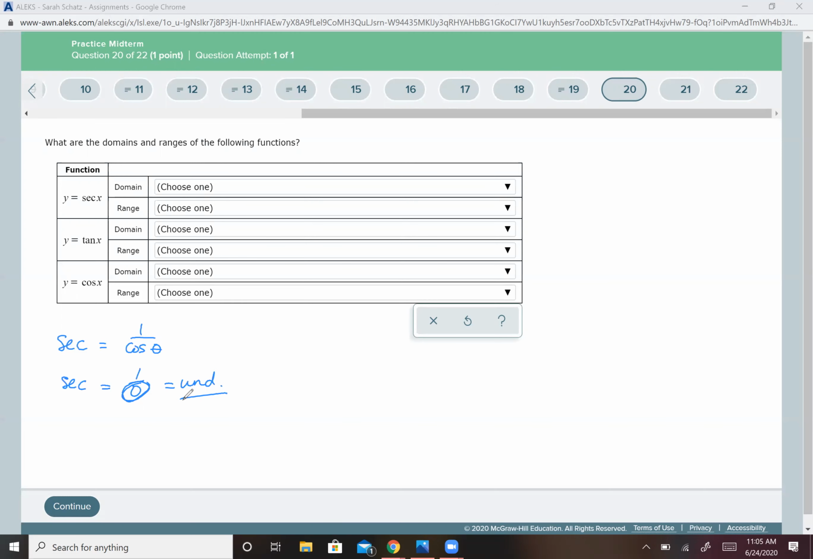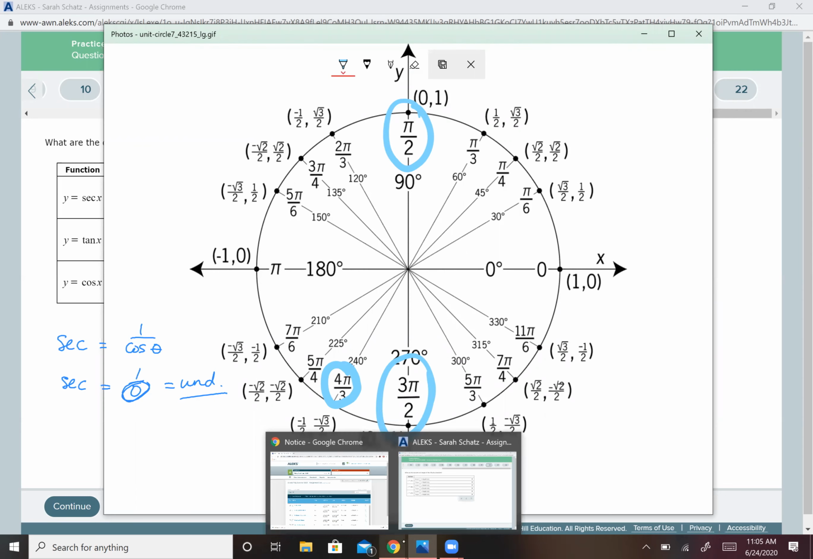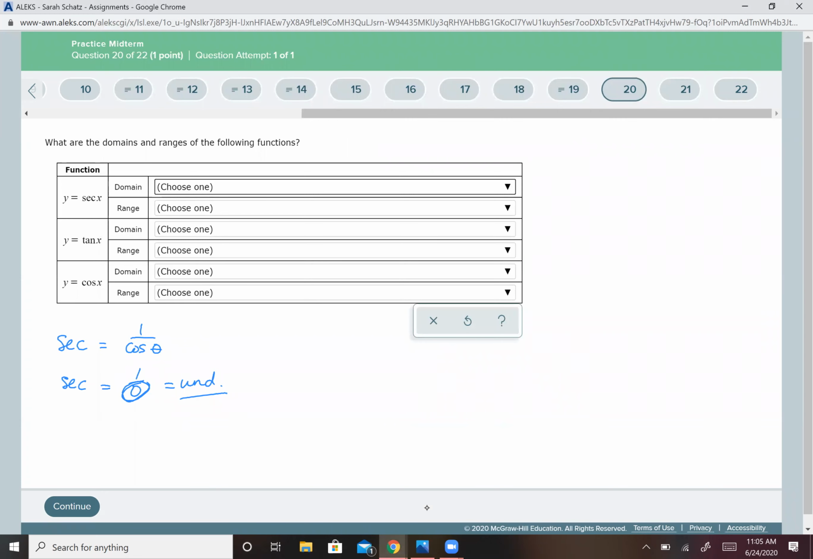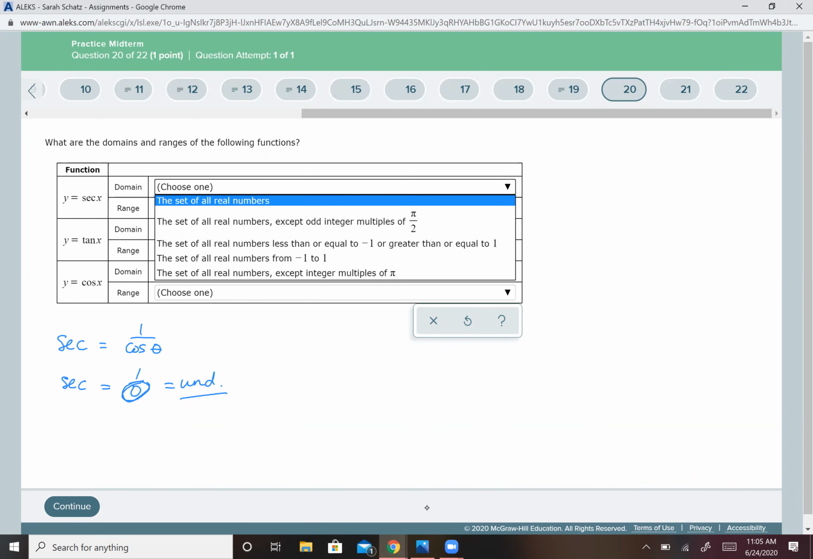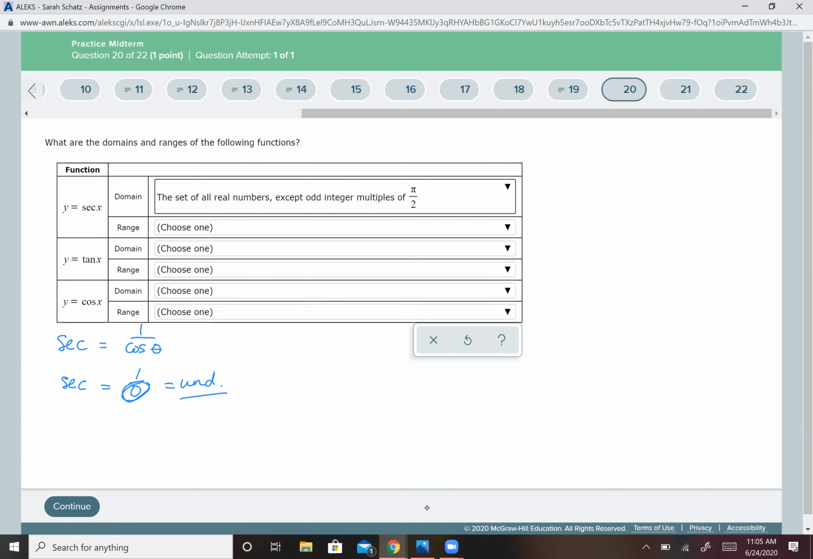You can look at your unit circle to see where cosine equals 0. Remember, cosine is x. Here's a place, here's a place. It looks like the pi over 2's to me. So if cosine equals 0 at the pi over 2's, that means for secant, the pi over 2's are going to be a problem, right? So my domain is the set of real numbers except for the pi over 2's.